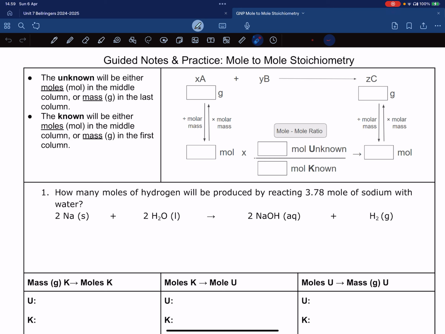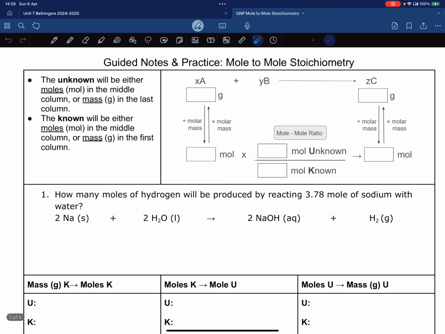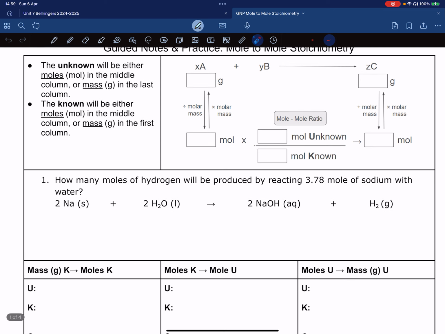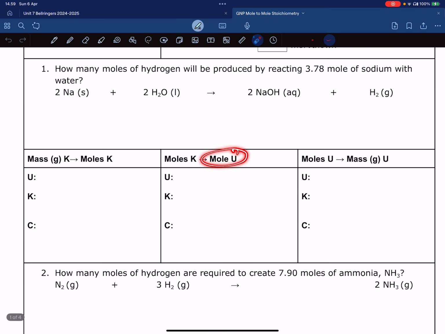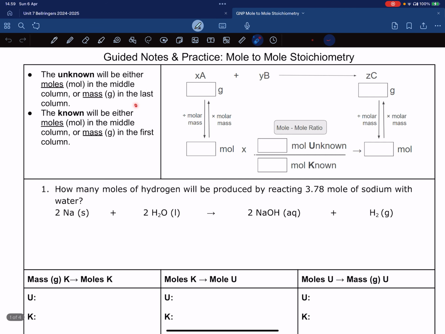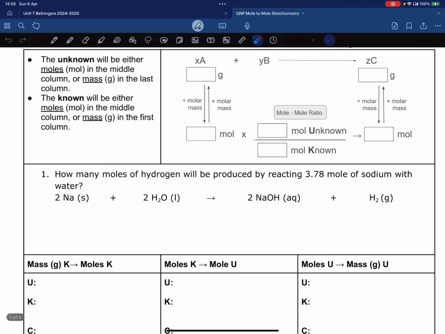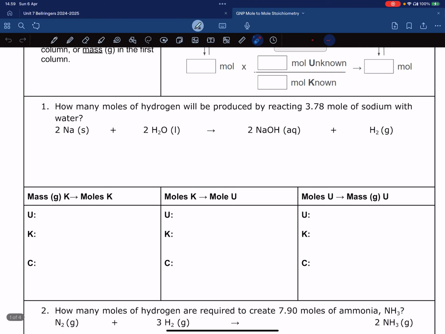What we're going to do is have some number of moles of a known, and then use a mole ratio to translate that into moles of the unknown. The unknown, as it says here in the scaffold, will be either in moles, and that's the middle column, right here, or mass in the last column. Unknown moles, unknown mass. The known will be either in moles in the middle column or mass in the first column.